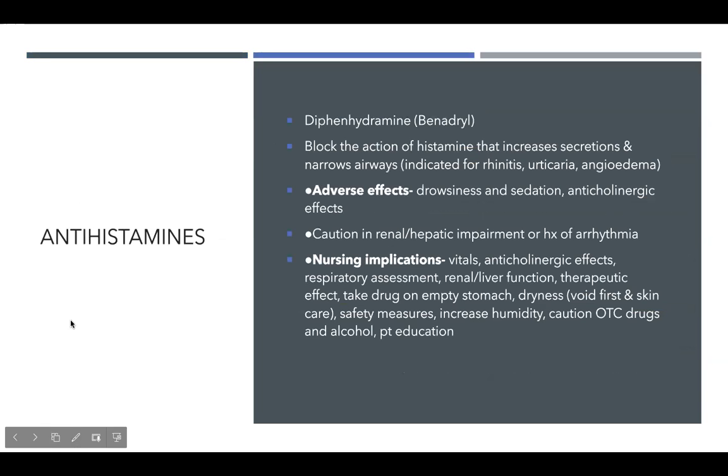So antihistamines, everybody knows Benadryl, super common medication. It blocks the action of histamine that increases secretions and narrows airways. So it's mostly used for rhinitis, angioedema, urticaria. I'm not sure how to say that. Oh my goodness. It does cause drowsiness and sedation. A lot of people will fall asleep when they take Benadryl.